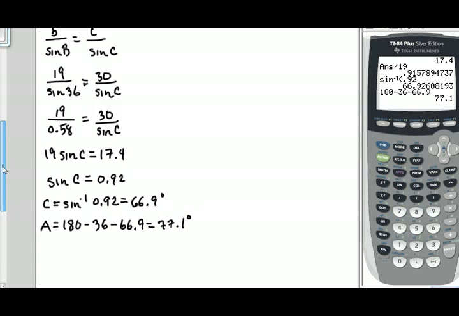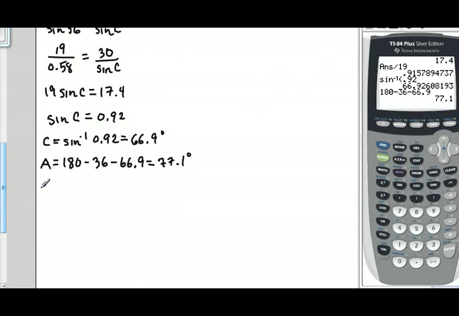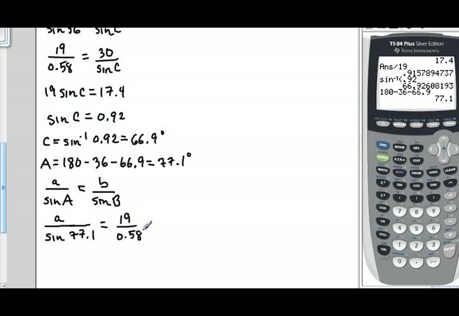All right, there's one thing left to find, and that is side A. So in order to find side A, we are going to use the law of sines once again. So A over sine A, and let's go ahead and use B over sine B. I do not know side A, so we write an A over the sine of angle A, that is 77.1, equals, we know B and sine B, that's 19 over 0.58. Let's find the sine of 77.1. All right, 0.97. So A over 0.97 equals 19 over 0.58.